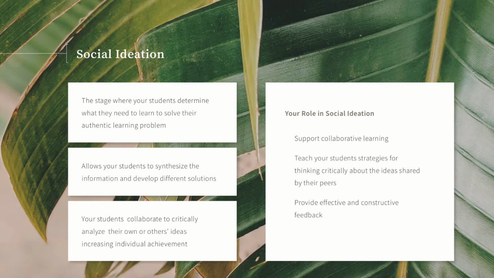Incorporate social ideation in your class by asking your students to share their ideas through social technologies or face-to-face with their peers to get feedback. Ask them to analyze the solutions of other students and provide feedback. Social ideation, while focusing on collaboration, increases individual achievement.